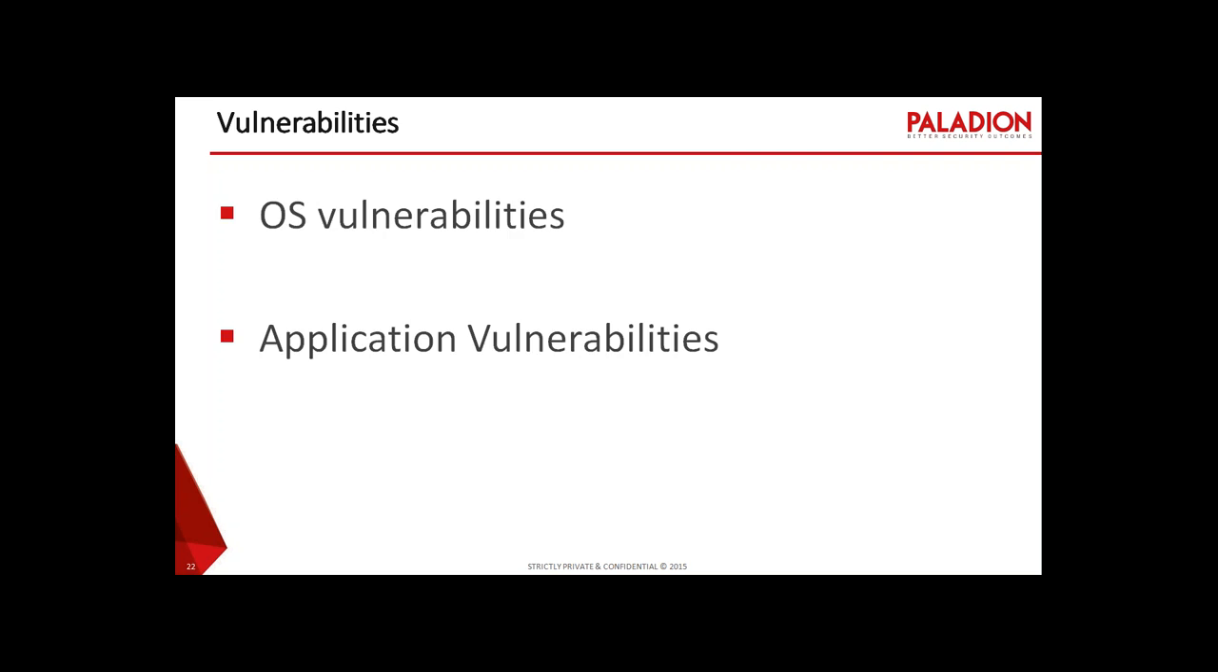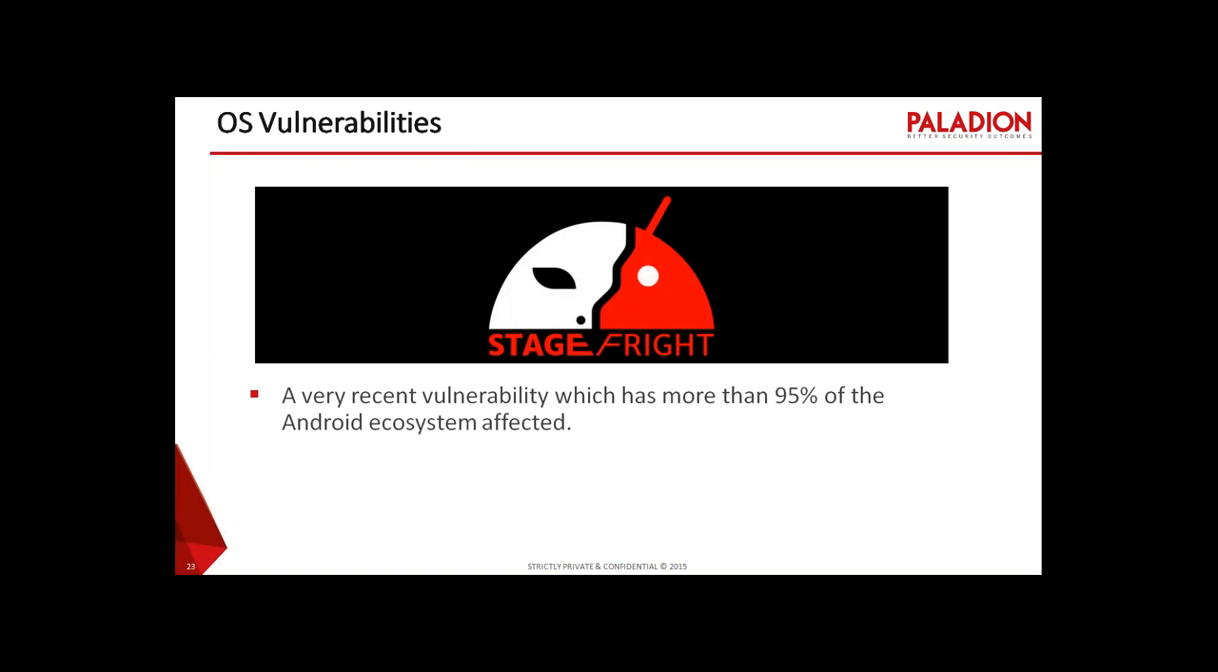Next, we'll further see into these vulnerabilities, starting with OS vulnerabilities. This is one recently published vulnerability for Android, which leaves more than 95% of the Android ecosystem affected. It is not just mobiles; your IoT devices, anything which has Android, is affected by this vulnerability. The vulnerability is present in the libraries. It helps an attacker just by sending a text. This is another text-based vulnerability. Previously we had one text-based vulnerability in iOS where you could send one text and your phone crashes. This is something of a similar kind for Android.